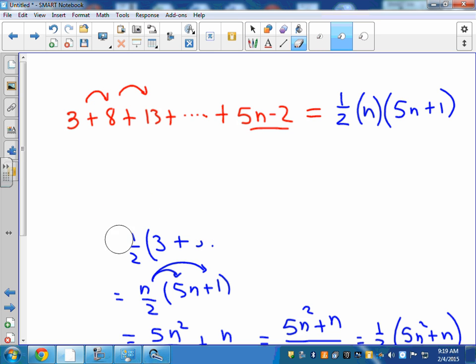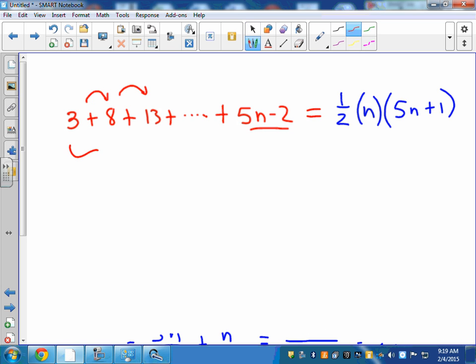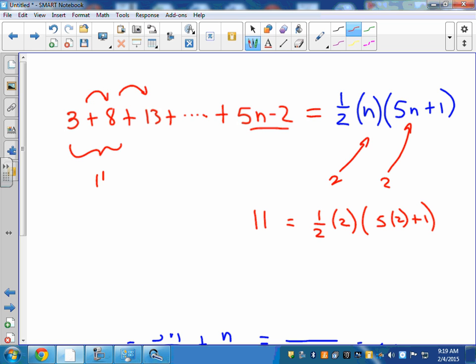I'm just going to try to add up the first 2 numbers in this series using that formula. Now, the reason I'm doing that is because obviously the first 2 numbers add up to 11. If I put 2 in here, 2 there, and 2 there, do I get 11? Now, I guess that's the question. So 1/2 times 2 times 5 times 2 plus 1. Does that really equal 11? Formula says it's supposed to. Well, let's see. 1/2 times 2, they cancel. So I have 5 times 2 is 10 plus 1 is 11. Yeah, I do. That's great.